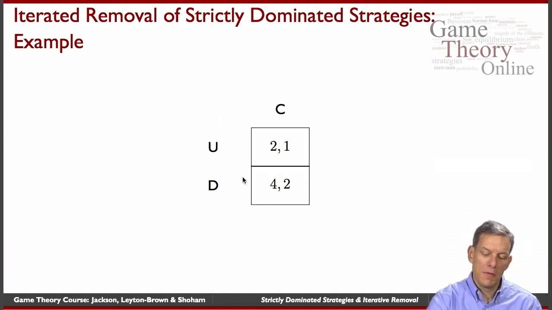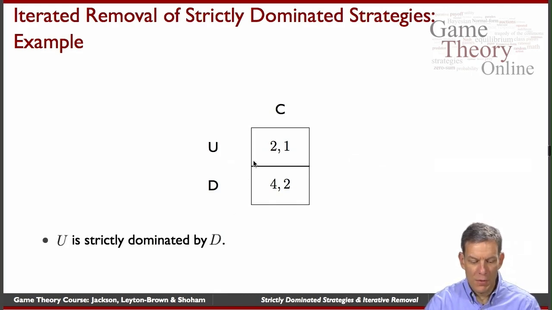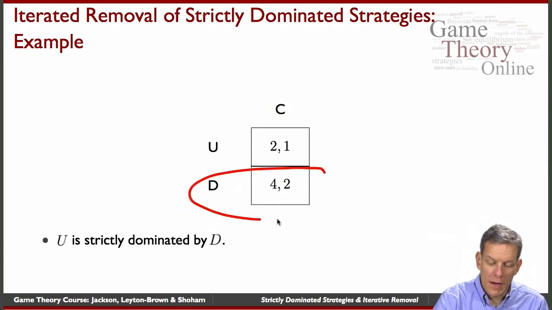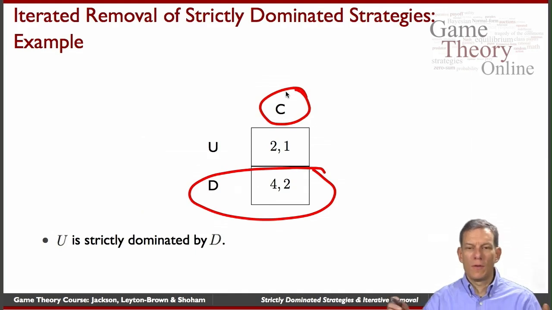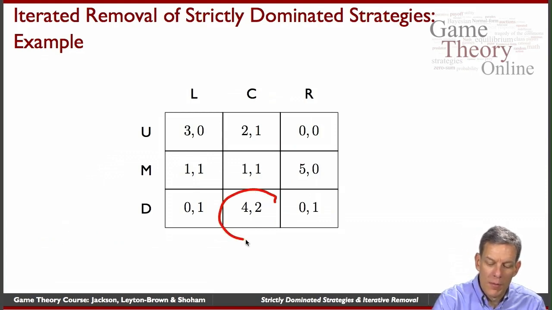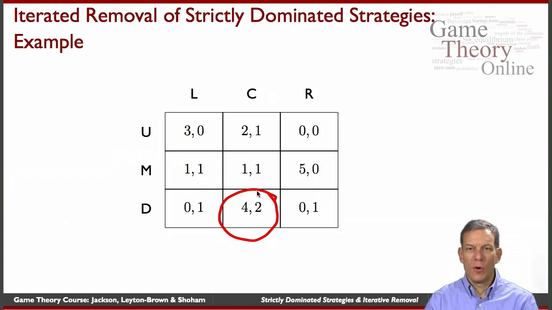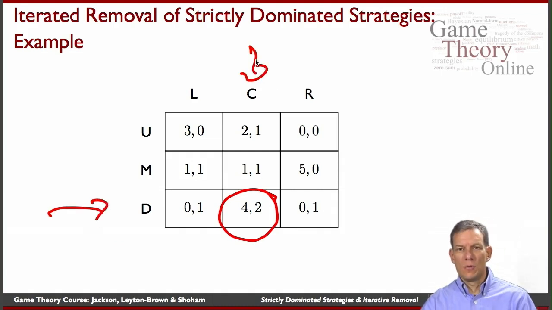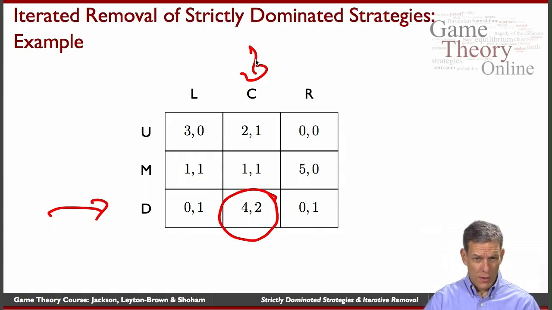Now, if this is the game that's left, the row player is better off playing down than up. Boom. So what do we end up with? We end up with down and center being the only things that are left once we've done this full iteration. So we started with a fairly complicated game. We end up making a very simple prediction that the only thing that's left after iteratively eliminating strictly dominated strategies is down for the row player, center for the column player. That leads to a payoff of 4 and 2 for the 2 players.